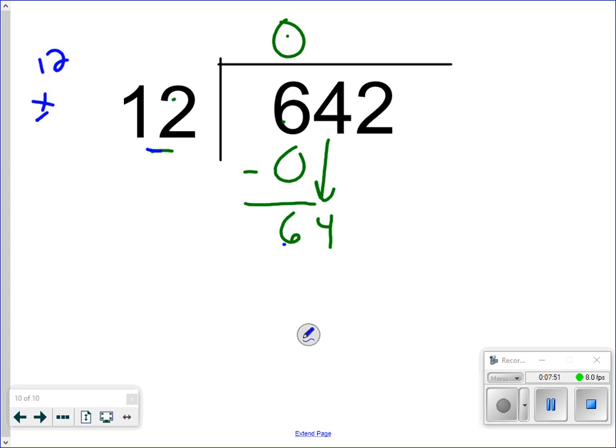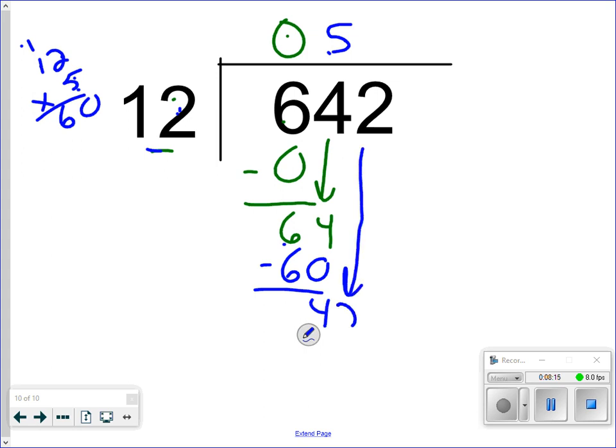12 times, if I go 5, that would get me pretty close. I want to get as close to 64 as possible. So I'm going to go times 5. 2 times 5 is 10. Carry the 1. 5 times 1 is 5. Plus 1 is 6. Yes, that got as close as I could. Subtract. Oh, I forgot to put the 5 up top. 12 goes in there 5 times. Put the 5 up. 12 times 5 is 60. Carry this down. I got a 4.